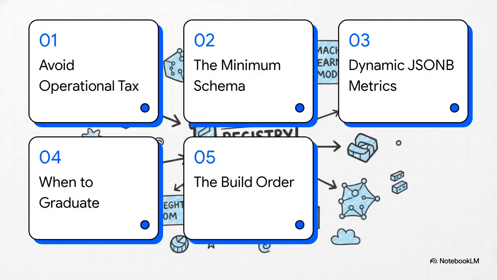Here's a quick look at our roadmap. We'll start by avoiding that operational tax, then map out the minimum schema, dive into dynamic JSONB metrics, discuss exactly when it's time to graduate to a bigger tool, and finally, lay out the specific build order.